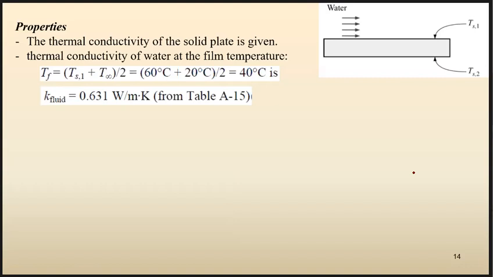Conductivity. So we want to know the conduction properties, the conductivity of the water. 0.631. This is a small number. This is not a very large number. It's still larger than air conductivity, but it's a very small number compared to copper or other metal substances.